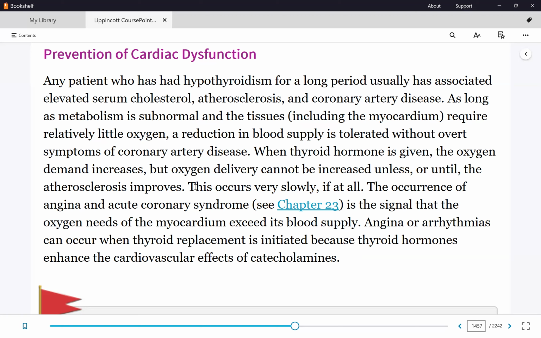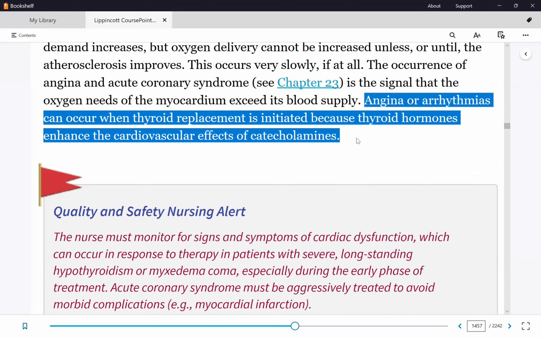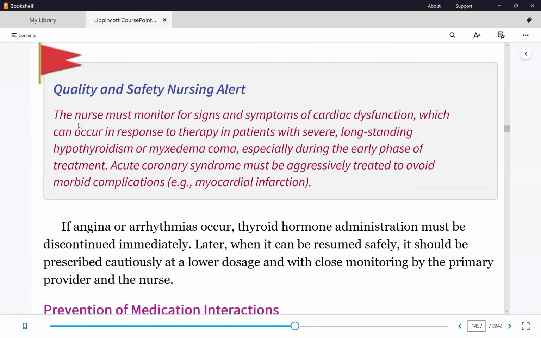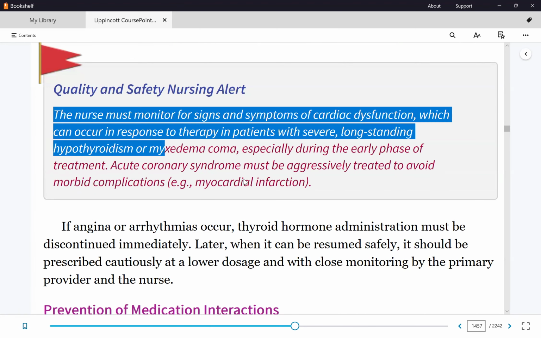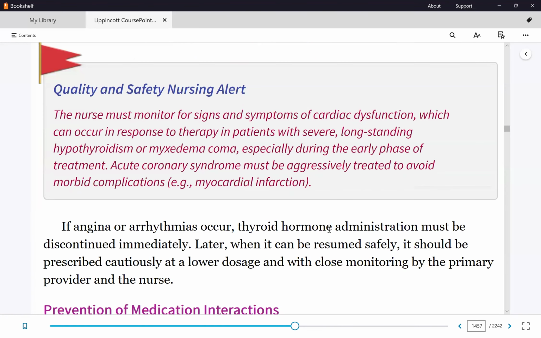Okay, this is one thing wherein we cannot expect a sudden improvement in symptoms. The patient will just have to deal with that. So we're really worried about angina, which is chest pain, or arrhythmias, with changes in the dosing, especially when it's new, when the patient is newly diagnosed. So here's the warning regarding that. Watch for cardiac and also respiratory function in these patients with hypothyroidism.